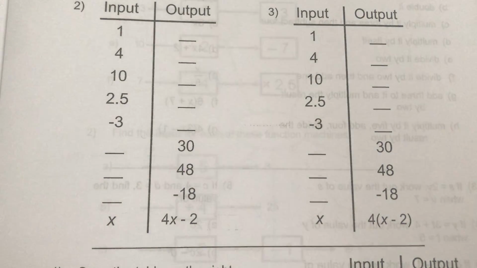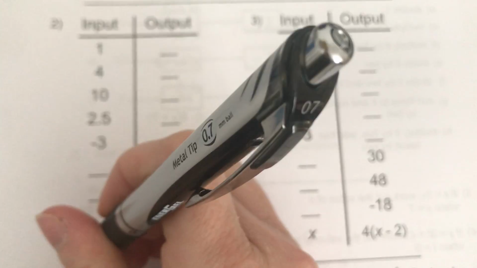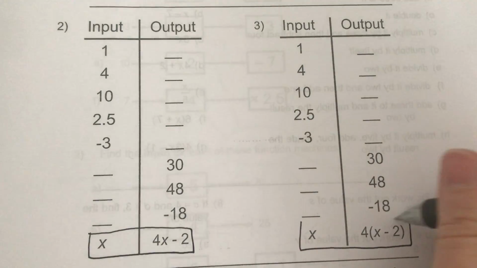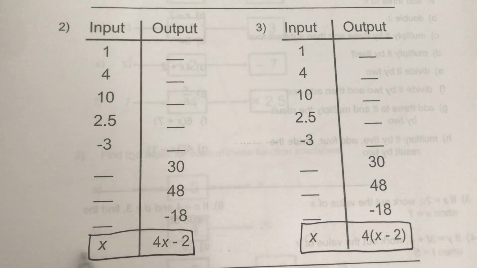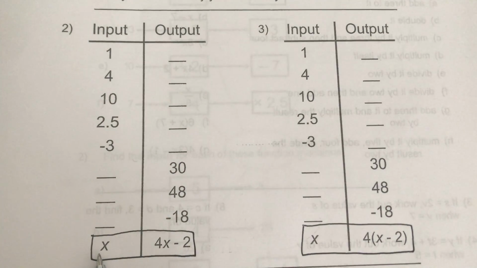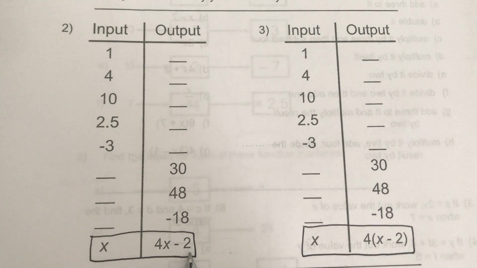There's not really any instructions here, so I think it might be a little bit confusing to you at first. But I want you to go ahead and jump down to that last row of both of these tables. So first looking at question 2. All right, this is kind of the rule that they're using. They're saying, okay, if my input is x, the output would be 4x take away 2.